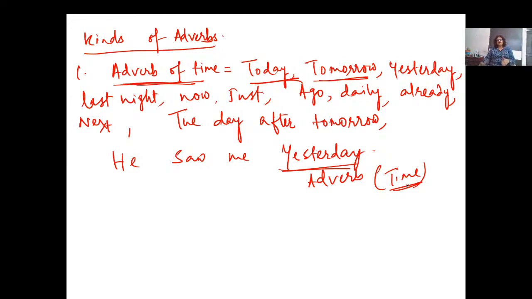So daily, ago, already, every day, today, last year, last month, next year, next month, these all are called adverbs of time. This is the first part of kinds of adverb. Second is another important kind.